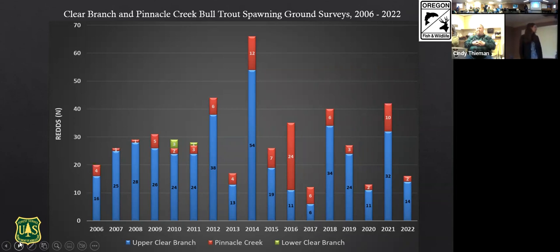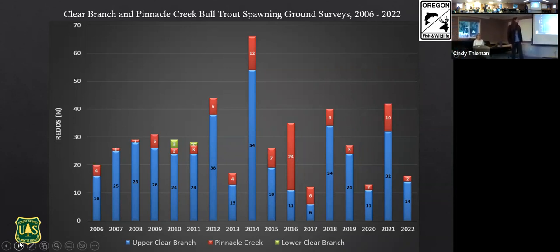And then the other thing is that you see some years of really low red counts, which is concerning as far as the viability of the population, in that this represents the majority of natural reproduction of bull trout in the basin. So some years red counts are more abundant, but some years quite low.